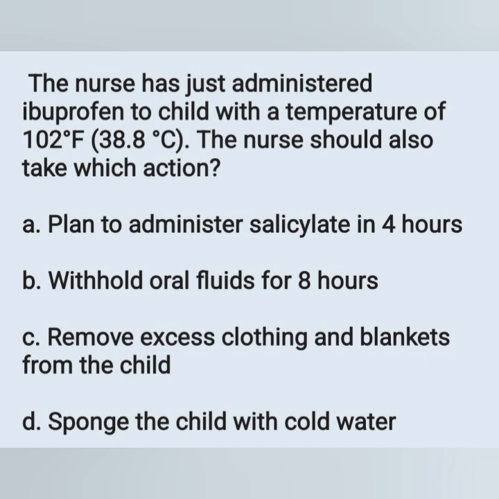The nurse has just administered ibuprofen to a child with a temperature of 102 degrees Fahrenheit. The nurse should also take which action? Options. Option A, plan to administer salicylate in 4 hours. Option B, withhold oral fluid for 8 hours. Option C, remove excess clothing and blankets from the child. Option D, sponge the child with cold water.